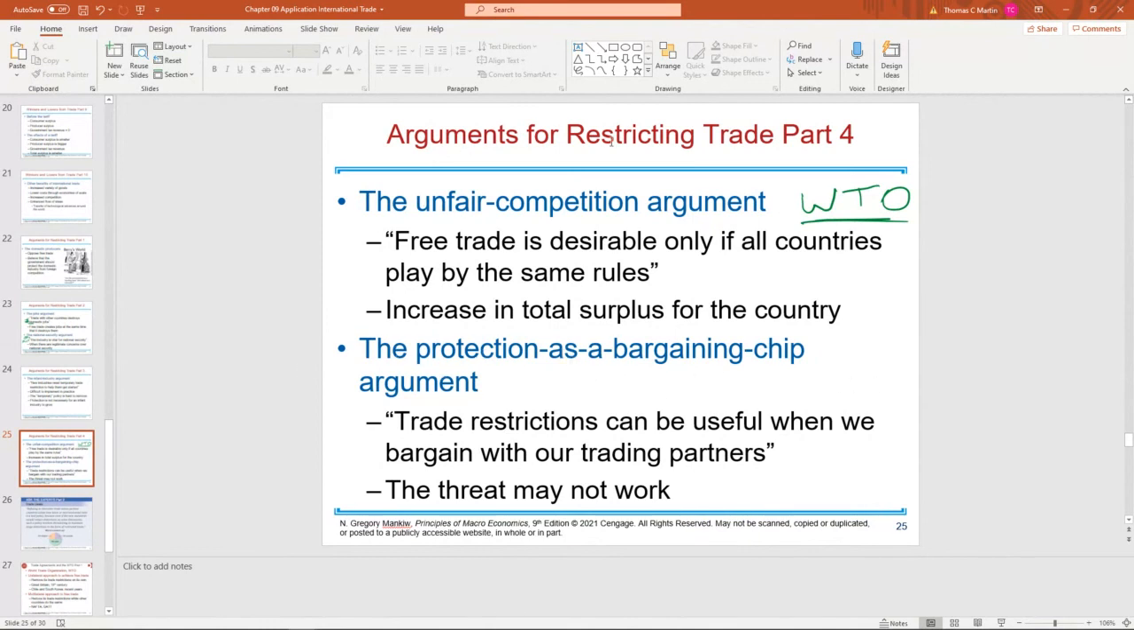So arguments for restricting trade, protection is a bargaining chip argument. It may not work, it may work. Normally what happens is the other country will be retaliatory. And when we put tariffs and quotas on their products, they would do the same thing to the American products. The majority of the products that we're bringing in from the U.S. were agricultural in nature, so the American farmer was hit pretty hard.